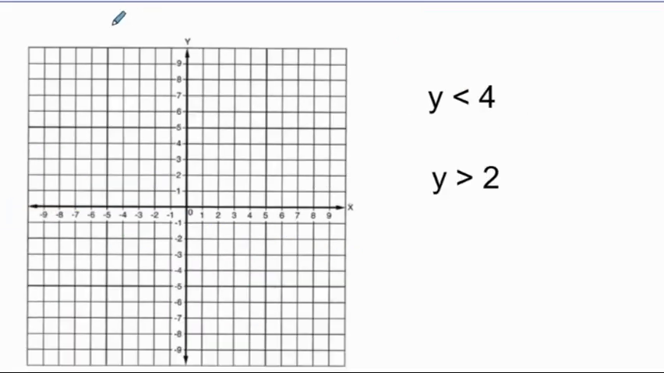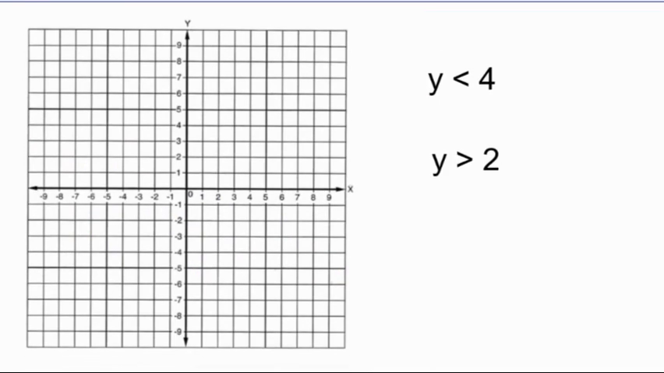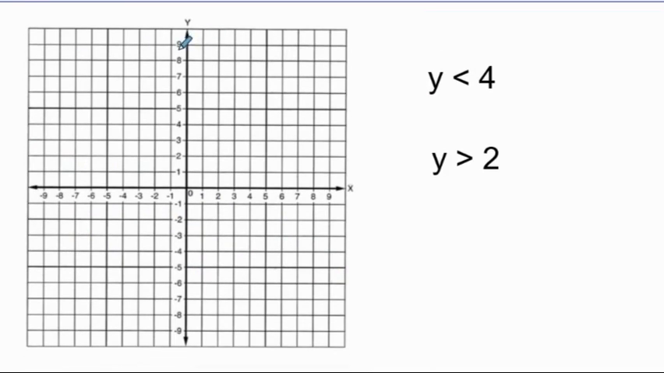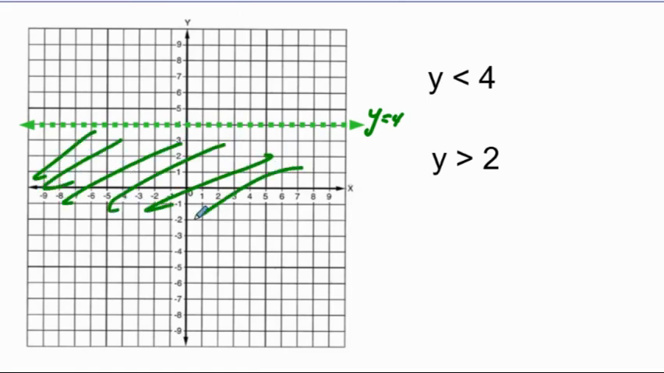Okay. We might also see this, y less than 4. Okay, y less than 4. I can just draw that one. It's a dotted line. There's my 4. There's y is 4 right there. Okay, that's y equals 4. And I want less than that. So really what I want is everything down here.